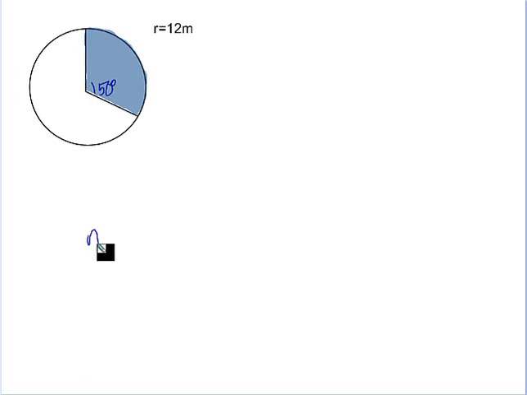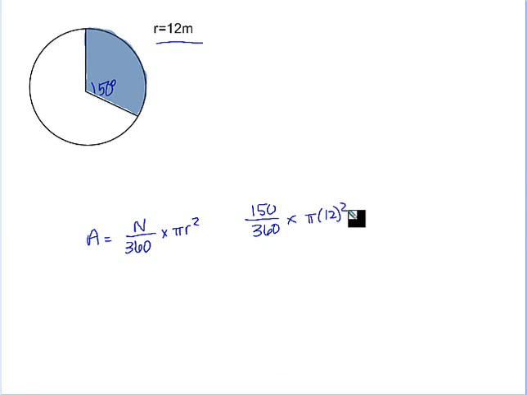The area of a sector is the central angle over 360 times pi r squared. Here we're told the radius is 12. The central angle is 150. So 150 over 360 times pi times 12 squared. That's just a matter of plugging this into your calculator. If we multiply this through, we should get 188.5 meters squared. Make sure that you are using your calculator correctly and you are getting these same answers.